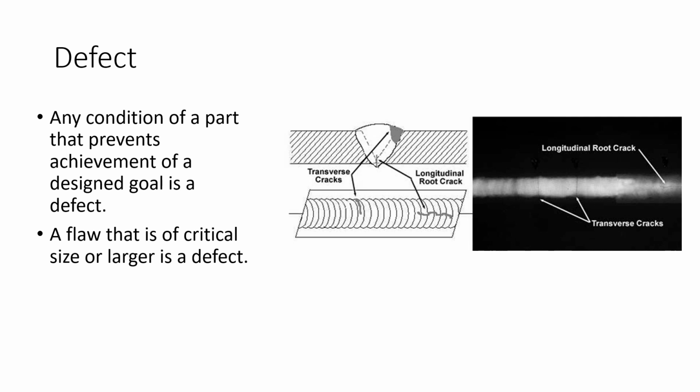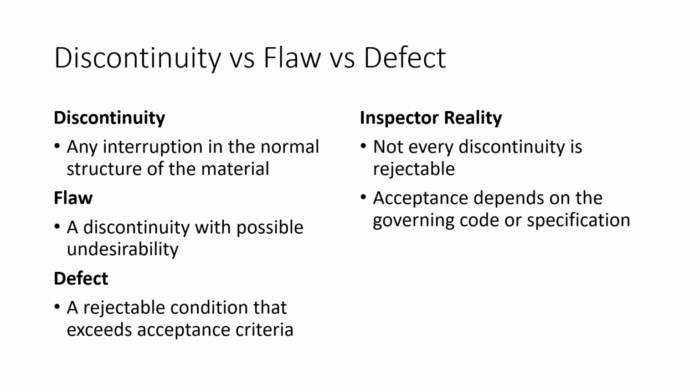We can have a flaw, we can have an indication, but if it isn't of a specific nature and/or of a critical size, then we don't call it a defect. It's just known as a discontinuity or a flaw or an indication. But once it hits a certain size, then we've got to worry about it, and it's known as a defect. So let's get into some of the key words that we have in this game.